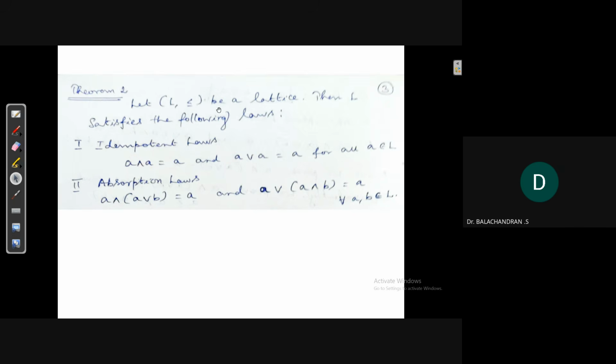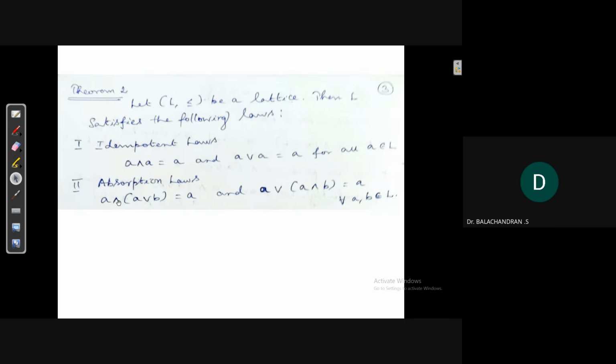Let L, less than or equal to, be a lattice, then L satisfies the following laws. Idempotent law means A and A is the greatest lower bound of A and A equal to A. This is the least upper bound of A and A. For my convenience I am reading this as 'and', this as 'or'. Or you can read this as meet and this as join. So A or A equals A.